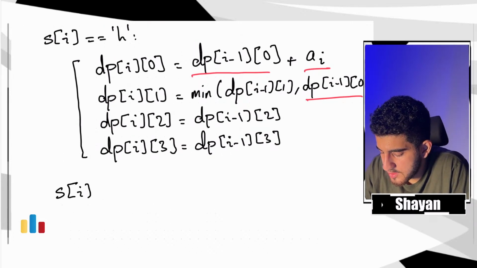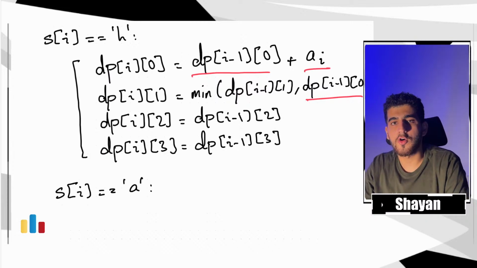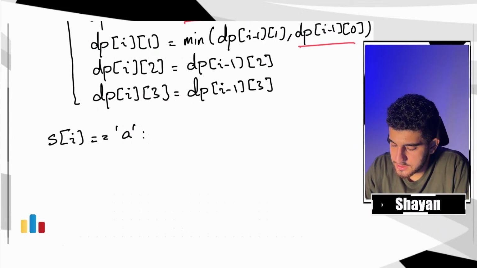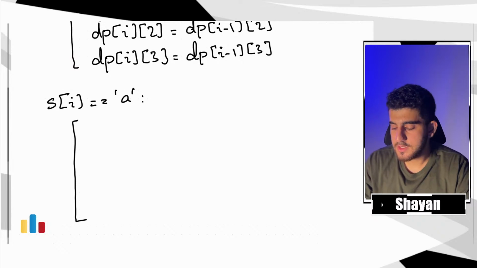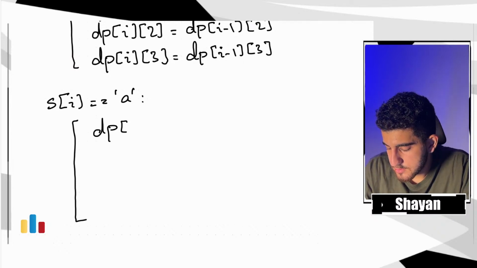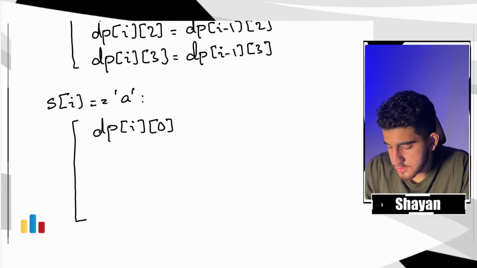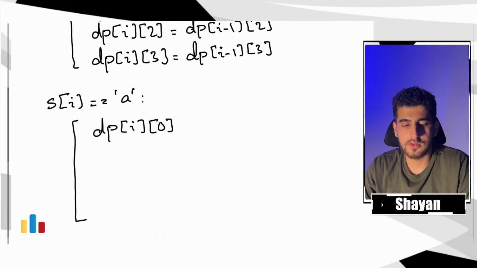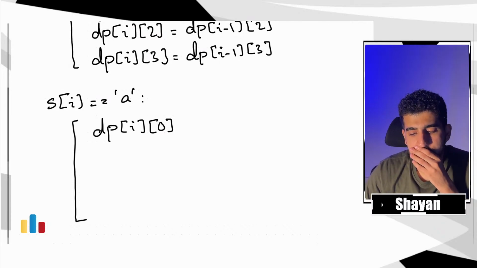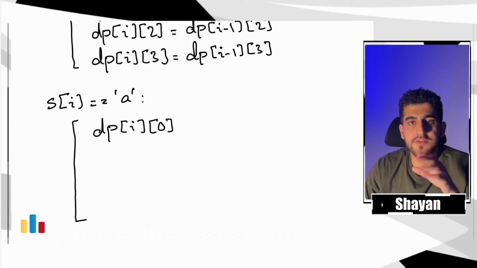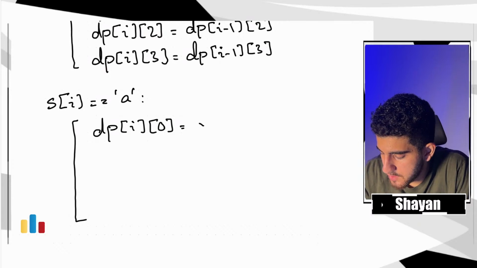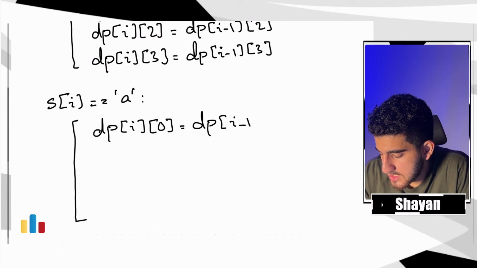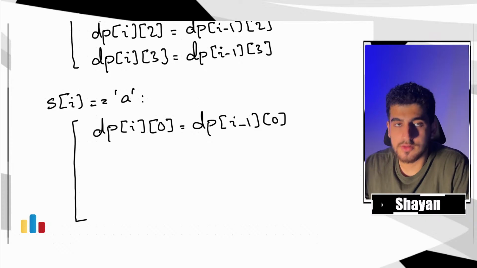So we have other things that we need to consider if S of I is A or R or D. We have three other things to consider. What if S of I is A? Let's write it in a faster way. What is dp of I and 0 in that case? If S of I is equal to A, what is dp of I and 0? Exactly the same. So it's going to be dp of I minus 1 and 0. Because nothing has changed. We're looking for H, but this is A, so it has no effect.